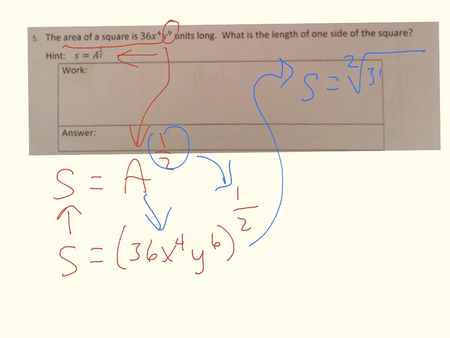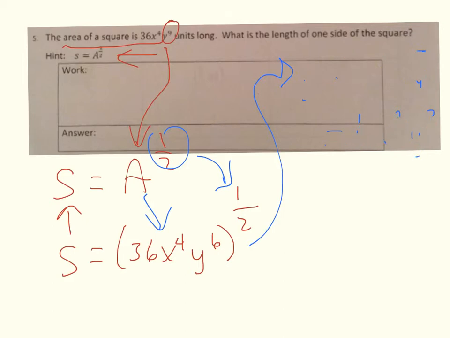And you're going to have 36 x to the 4th, y to the 6th. Now remember, the square root of 36 is 6. The square root of x to the 4th is x squared, and then y to the 3rd. Now, that's one way of thinking about it. Another way of thinking about it, let me redo it so you can pause this and wait for me to start again. I'm going to go ahead and erase all of this right here.